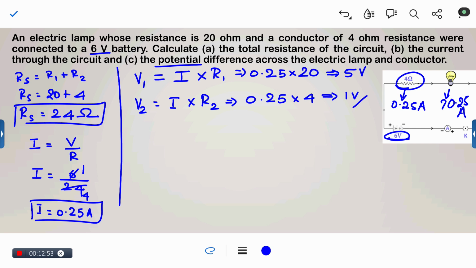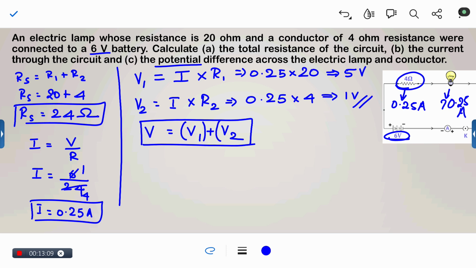After this, we can stop. If we need to check whether the answer we found is correct or not, we can just add V1 and V2. While starting the derivation itself, it was said that the net potential difference will be equal to the sum of the potential differences across the ends of each resistor.